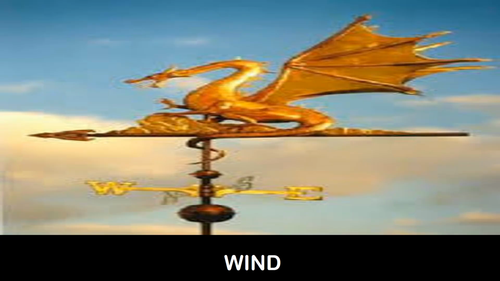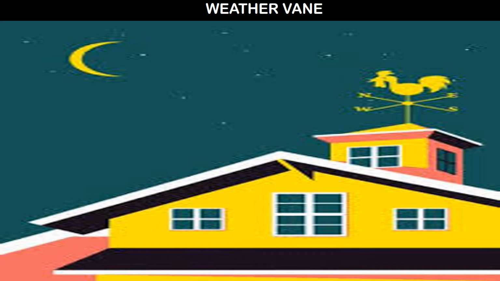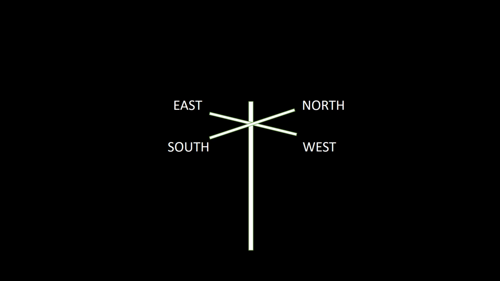Wind direction. To measure wind direction, we use a weather vane. This is how a weather vane works. These are the basic directions: north, south, east, and west. While the wind is blowing, there's an arrow. The arrow points at a direction, and that is the direction the wind is heading.